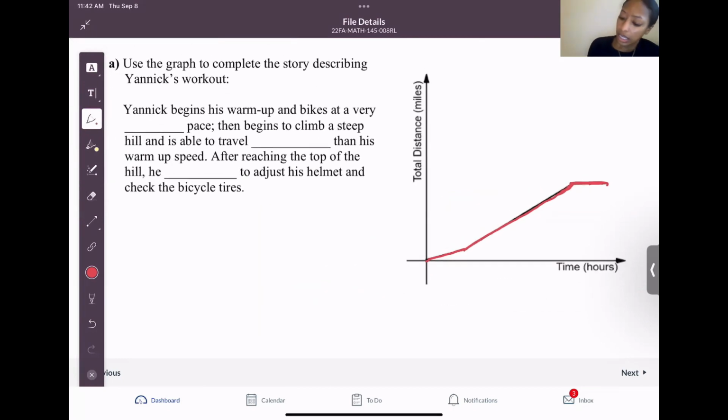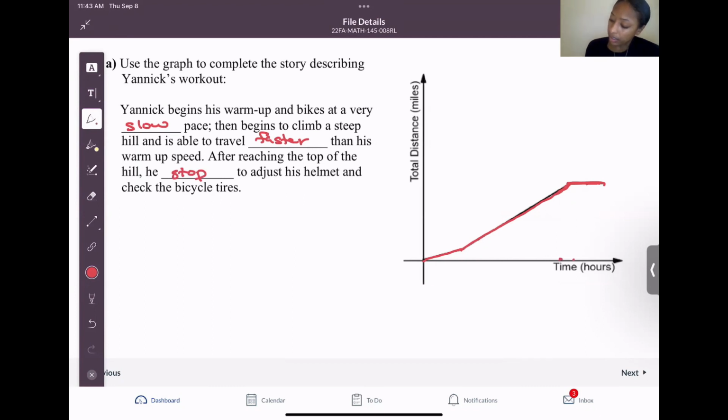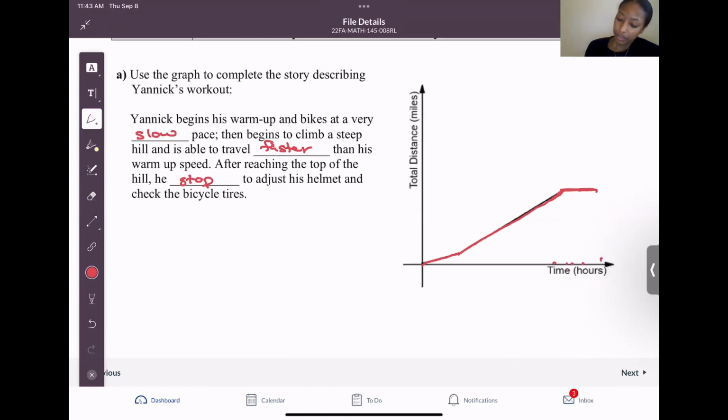So filling this in, Yannick begins his warm-up and bikes at a very slow pace, because it's a flatter line, then begins to climb a steep hill and is able to travel faster than his warm-up speed. And after reaching the top of the hill, he stops to adjust his helmet and check his tire. And again, we know that he stopped because the time is going on, but the distance isn't changing. So he's staying in one spot. Right, so starts off slower, then moves faster. Then when we have that horizontal line, comes to a stop.